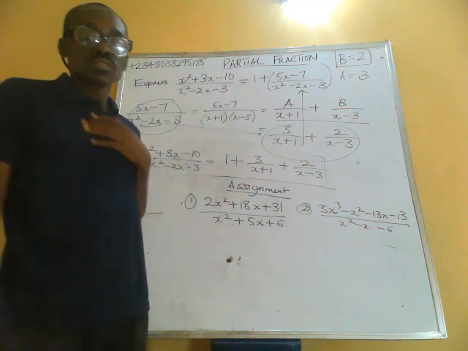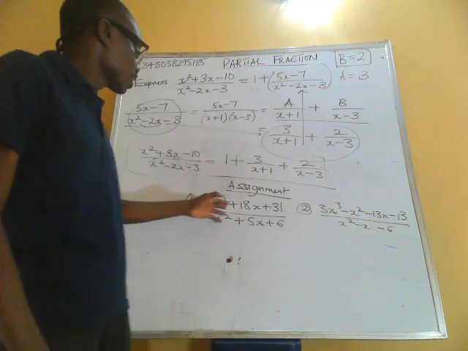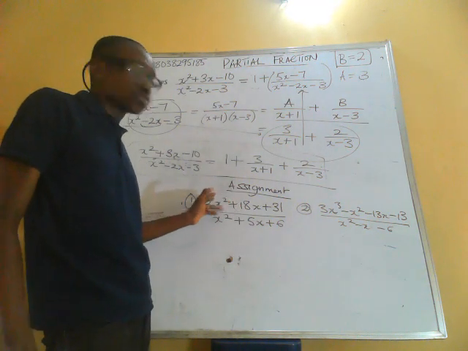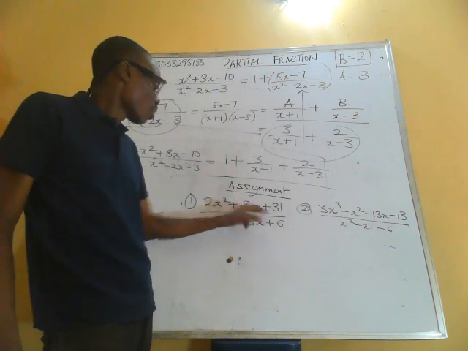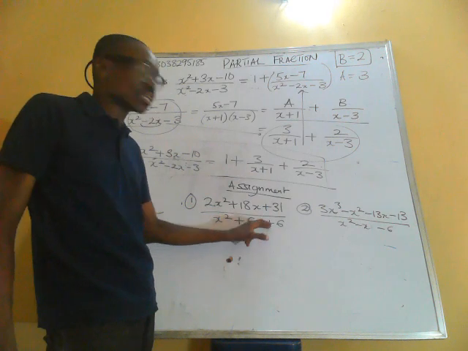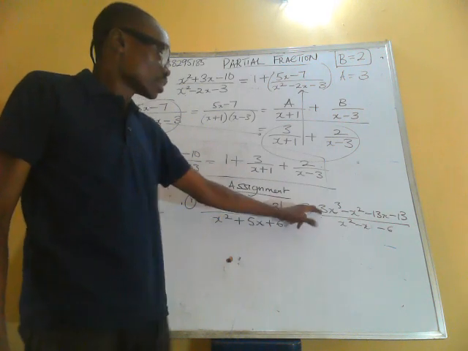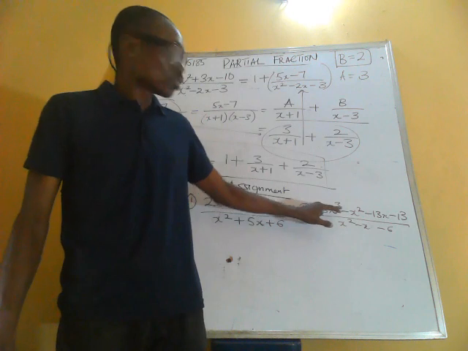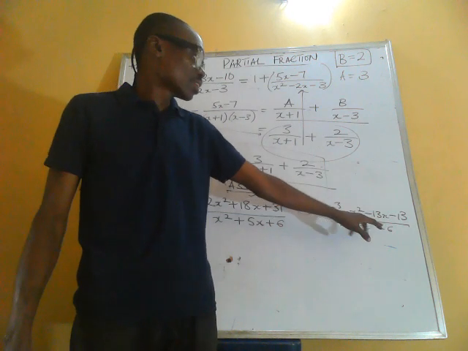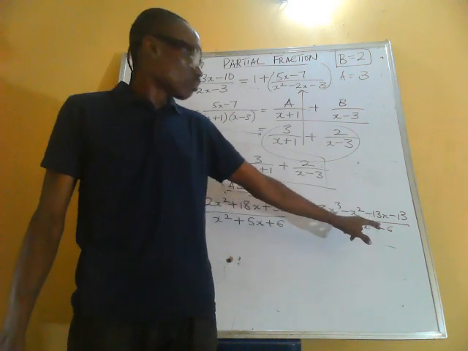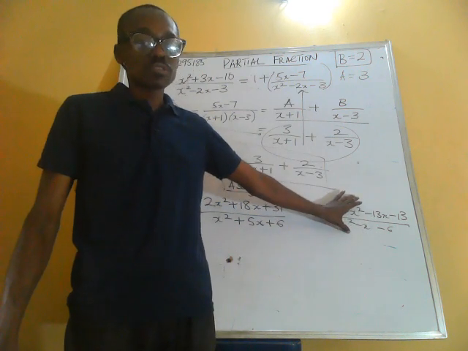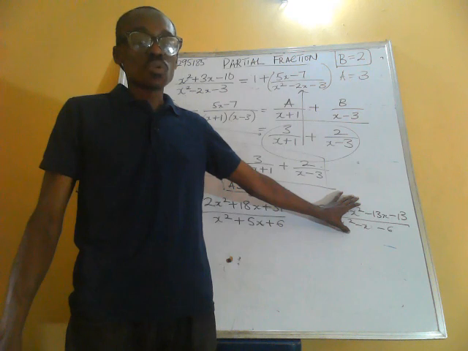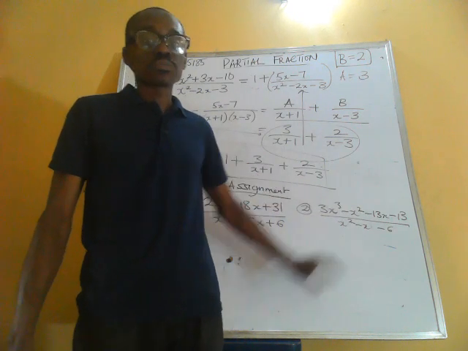So this is our assignment. Express 2x squared plus 18x plus 3 all over x squared plus 5x plus 6 in partial fraction. Then express 3x raised to power 3 minus x squared minus 13x minus 13 all over x squared minus x minus 6 in partial fraction. In our next lesson, I'm going to solve this one for you. So watch out for the next lesson. That will be lesson 4.